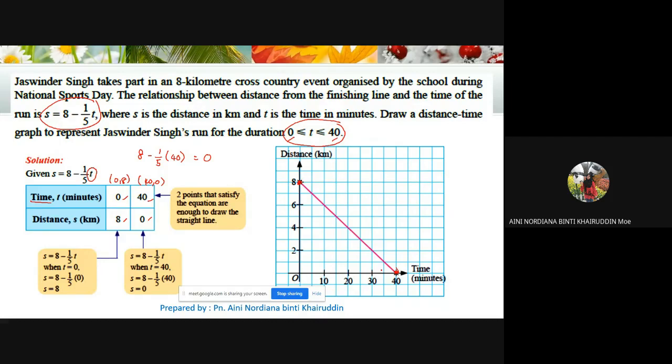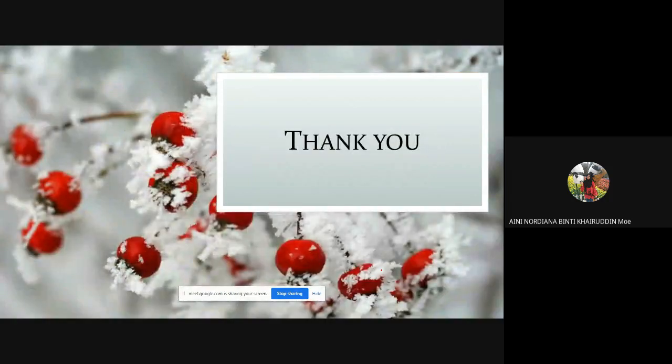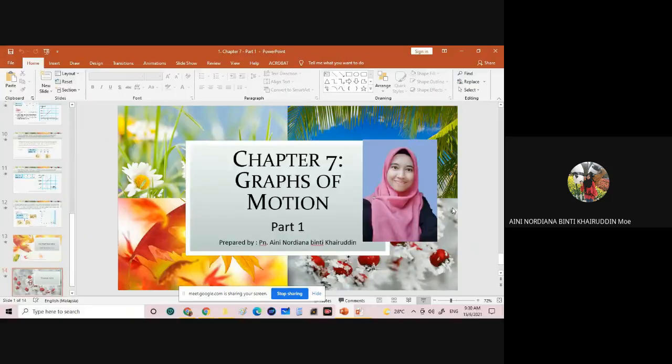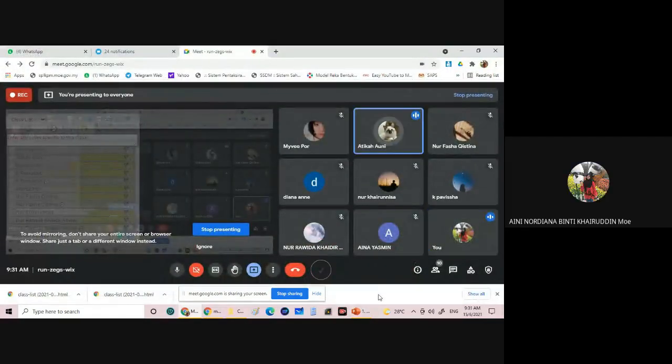Hai Aina. Okay. So senang je. Dah habis. So this is your homework. Self practice 7.1a. Tu sahaja. Lukis graf sahaja. Ada soalan? Tak ada. Okey, kalau tak ada, bolehlah buat homework sekarang.